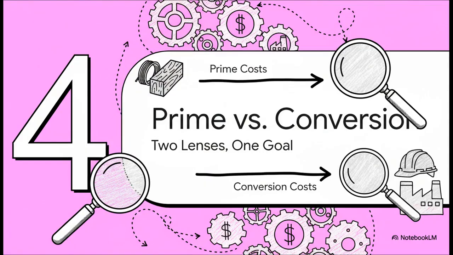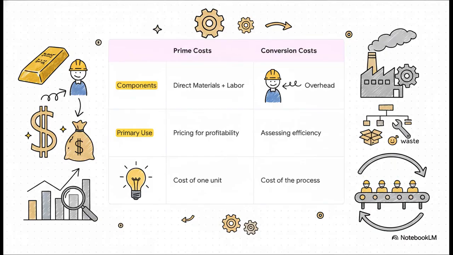Okay, now that we know the parts and the piece that connects them, let's put them right next to each other. The best way to think about this is not as rivals, but as two different lenses. A manager uses both of these lenses to get a complete picture of their business, and both are aimed at the exact same goal, being more efficient and more profitable. And this table just lays it all out. On the prime cost side, you've got materials plus labor. Its job is to help you set prices. Its focus is super narrow, one single unit.